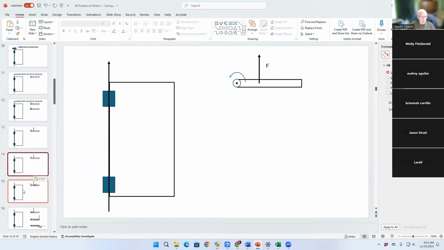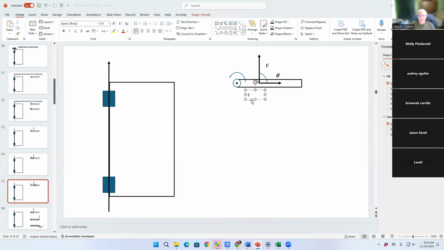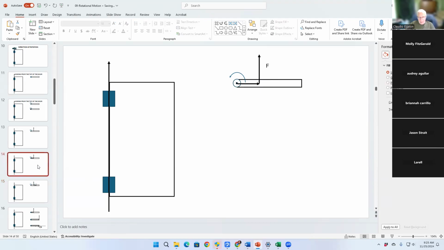So let me make another slide here so you don't miss it. I want this one right in here. Vector position of the point of application of the force. This R, I'm going to move here to the right, and this R must be moved to the back. Don't forget, those are vectors, okay?